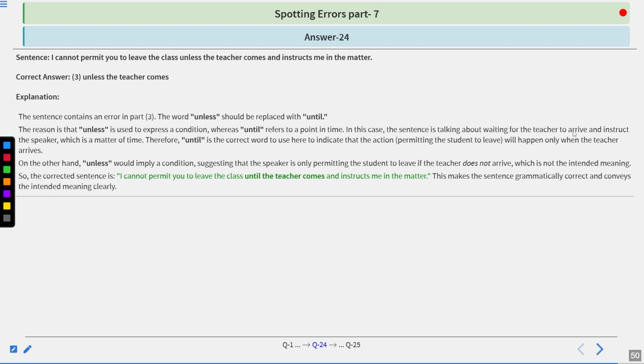Therefore, "until" is the correct word to use here to indicate that the action permitting the student to leave will happen only after the teacher arrives. On the other hand, "unless" would imply a condition, suggesting that the speaker is only permitting the student to leave if the teacher does not arrive, which is not the intended meaning. The correct sentence is: I cannot permit you to leave the class until the teacher comes and instructs me in the matter. This makes the sentence grammatically correct and conveys the intended meaning clearly.